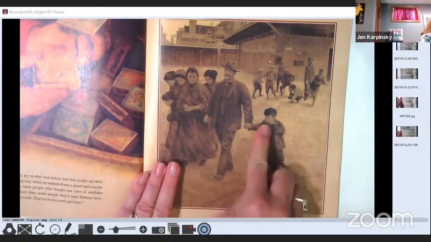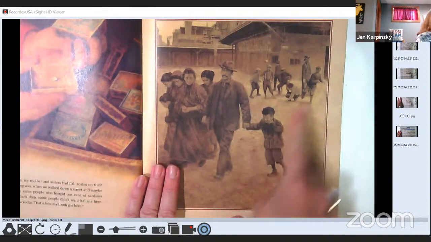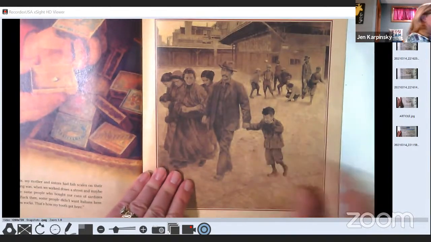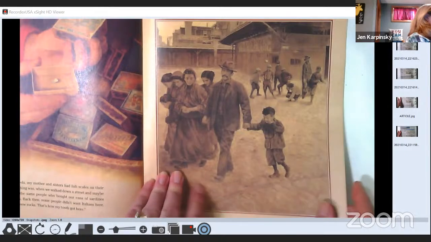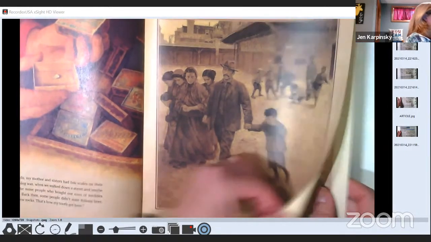You can see him holding his mouth, and you see the boys throwing rocks. So he probably got hit in the face by a rock and then broke his tooth. People were not kind to immigrants who were coming.